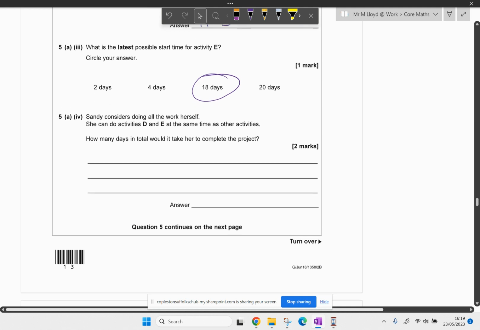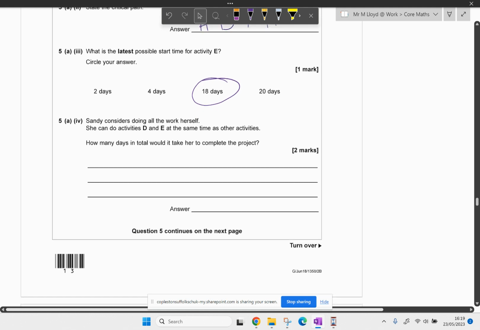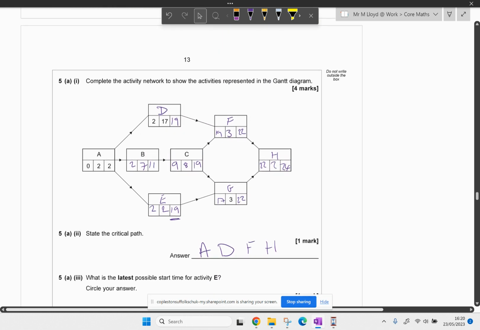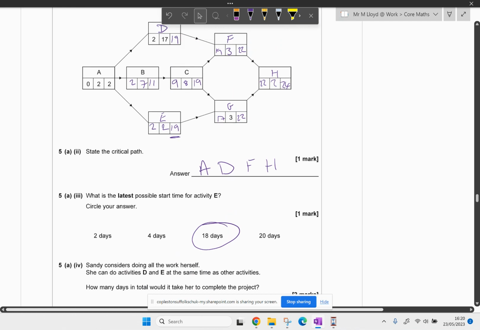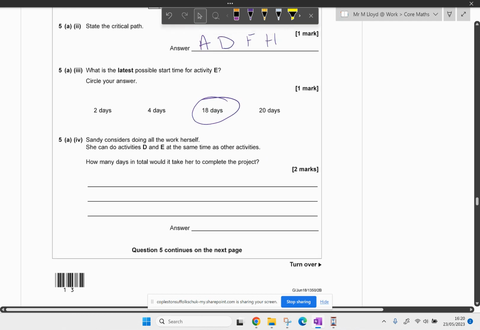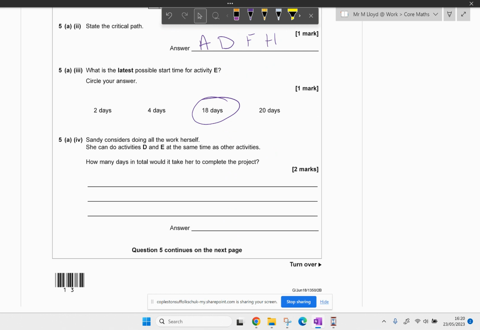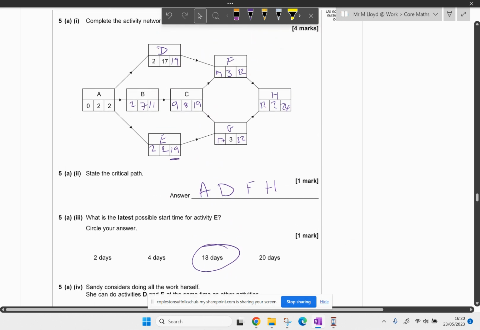Okay, Sandy considers doing all the work herself. She can do activities D and E at the same time as other activities. F and G is going to cause a problem. How many days in total would it take her to complete the project? Okay, so let's have a look at that diagram.